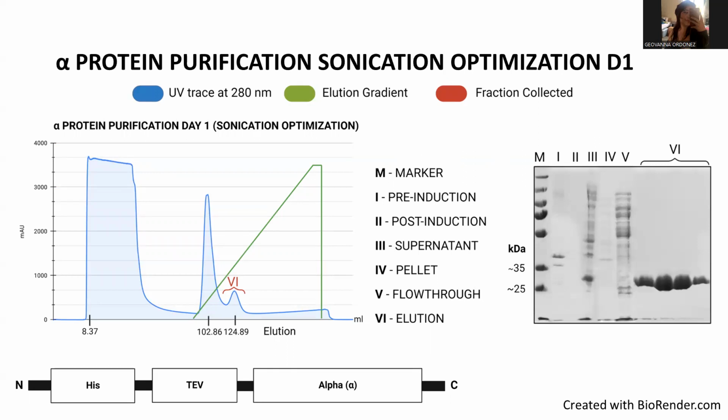For day 1 purification, we use immobilized metal affinity chromatography, where we expect to see our construct below. It is an N-terminus with a his tag, TEV, and our protein of interest, alpha. We expect to see our construct below in our third peak. This fraction peak is then collected to be dialyzed and purified again the following day. We also analyze our protein through an SDS-PAGE that you can see on the right.